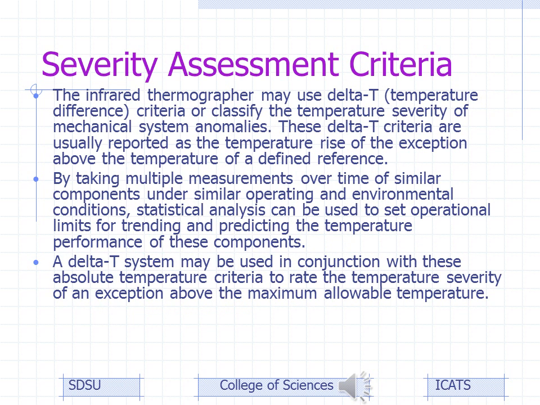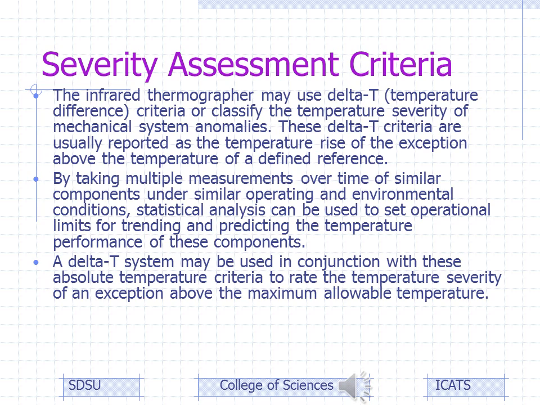Okay, so the infrared thermographer may use delta T, the temperature difference, the rise in temperature, literally, as criteria or classification of the temperature severity of mechanical system anomalies. These delta T criteria are usually reported as the temperature rise of the exception above the temperature of the defined reference. Okay, you open a box, and inside the box is a certain temperature rise, and that indicates a problem.